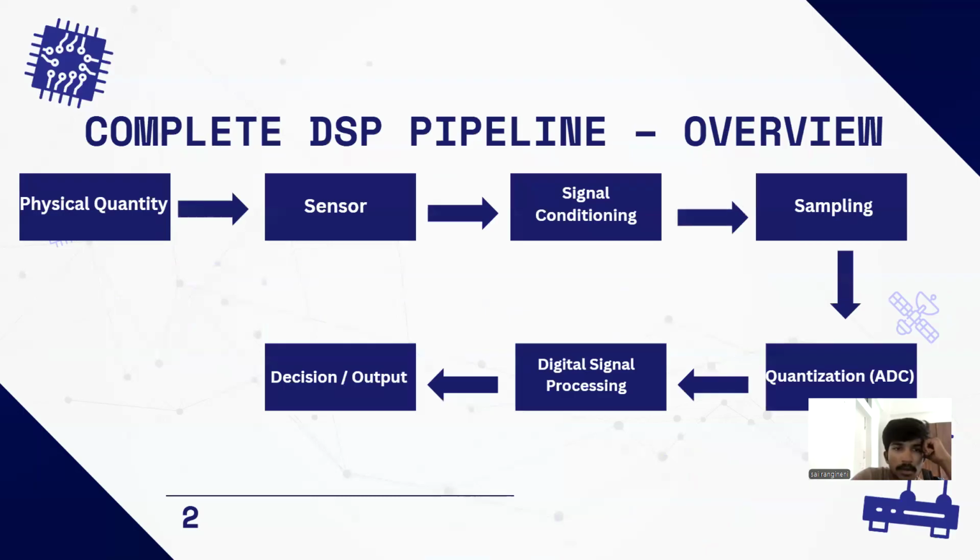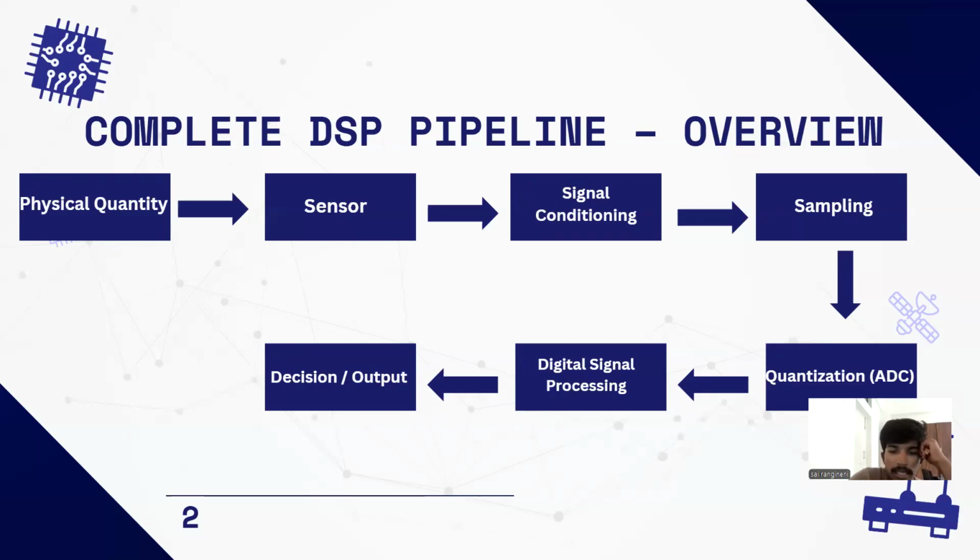Now you can see the full flow chart of the complete DSP pipeline, the complete journey from the real world to final decision. Everything begins with a physical quantity, for example temperature, sound, pressure, light, or heartbeat. The sensor converts the physical quantity into an electrical signal. Then the signal is amplified and filtered in the signal conditioning stage.